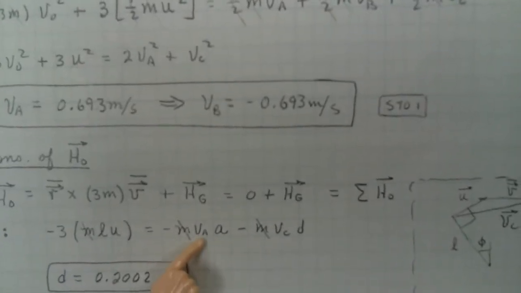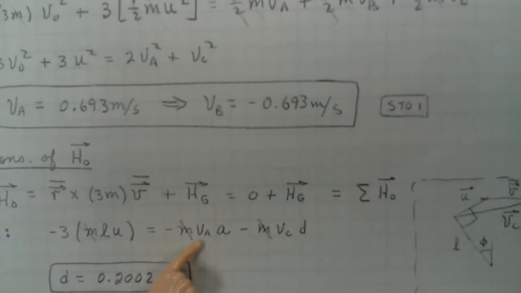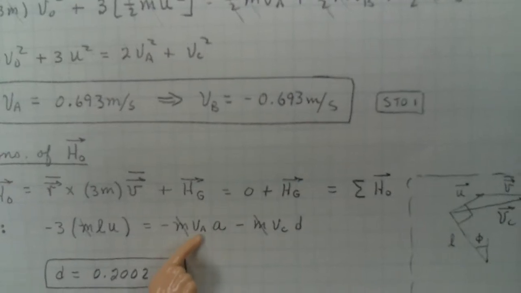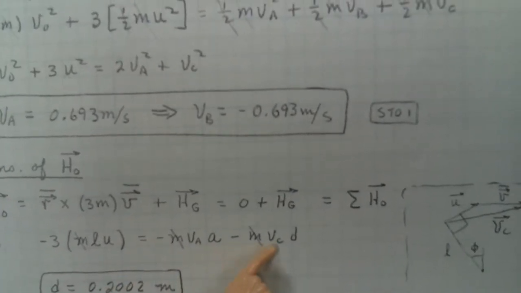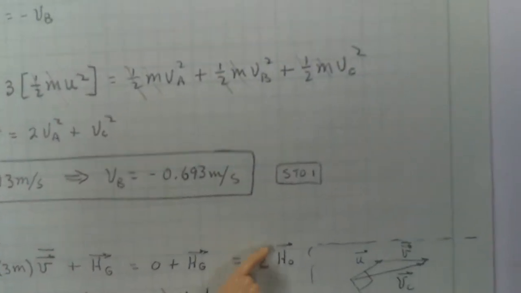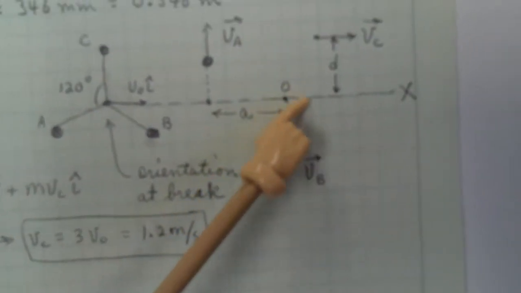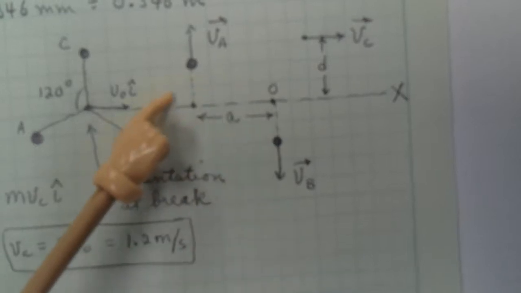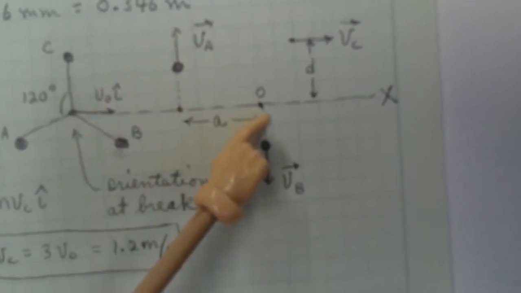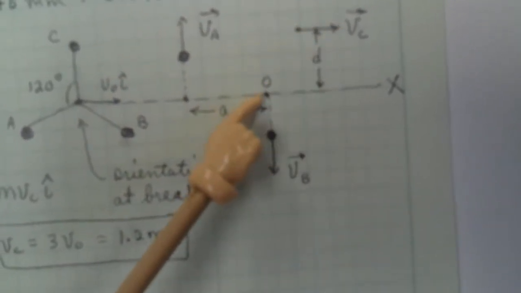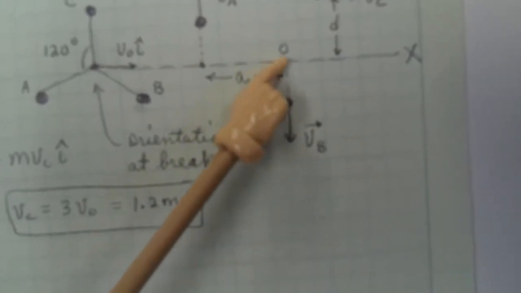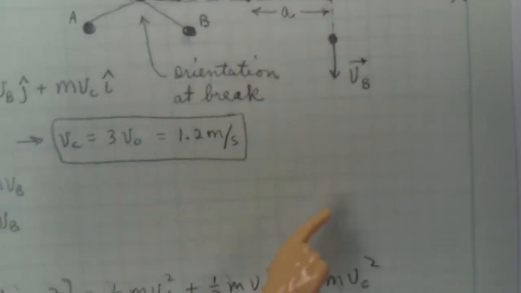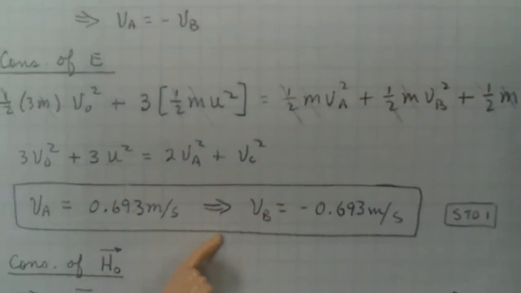The velocity a has an angular momentum, and it's going to be the distance a times v sub a times m. It's a minus because it's clockwise, and v sub c and d also is clockwise, as you can see from here, because the motion of a about this origin is clockwise, the motion of c about that origin is also clockwise, and the motion of d about that origin is 0 because it has no moment arm with respect to that position.